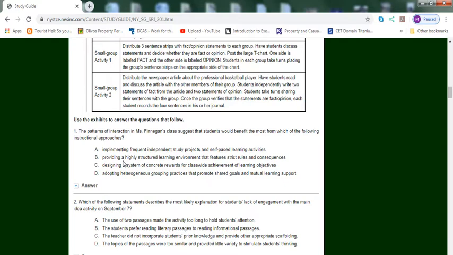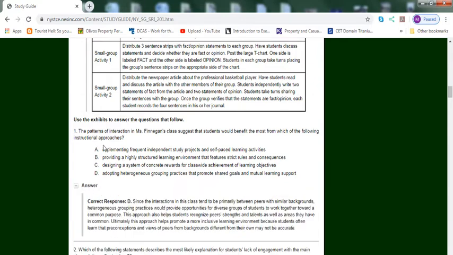Now, don't spend too much time on the passage. Not every part of the passage is going to be used in the exam. Just read through the most important parts, which should be useful. For example, in this question, the answer is adopting heterogeneous grouping practices to promote shared goals and mutual learning experience. What that means is, since you have a diverse student population in your classroom, you want to provide learning practices where all of them can have the same goals rather than separating them.